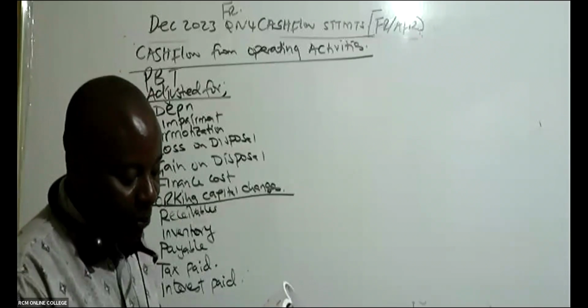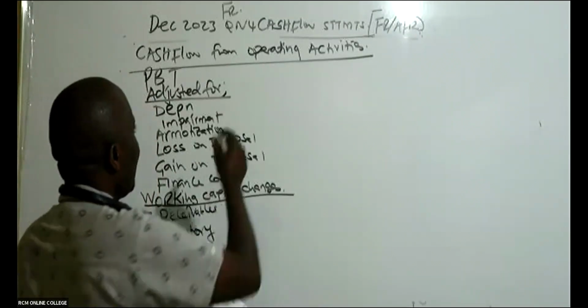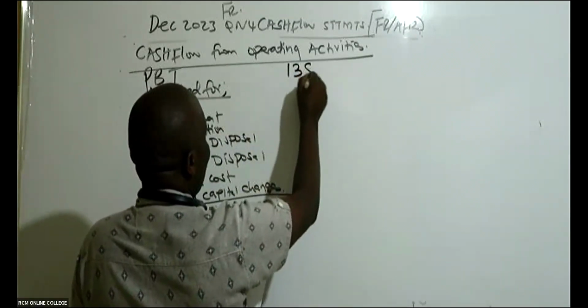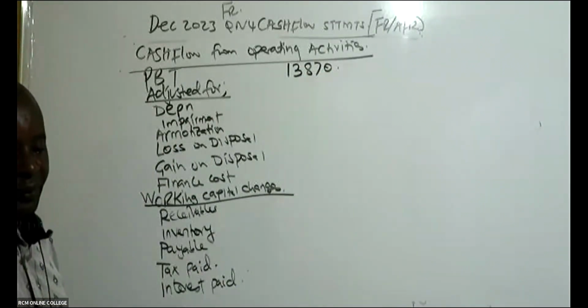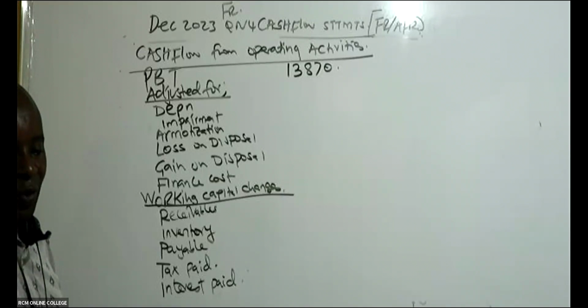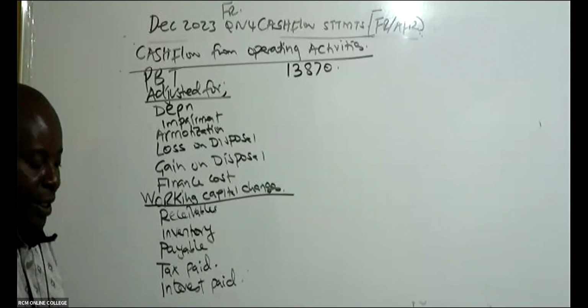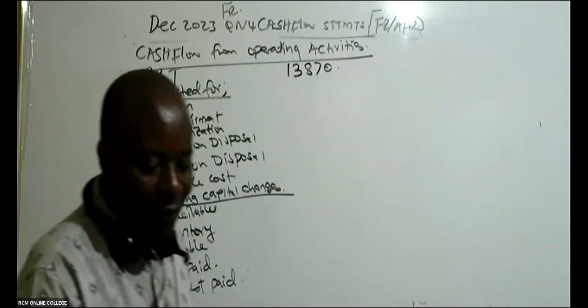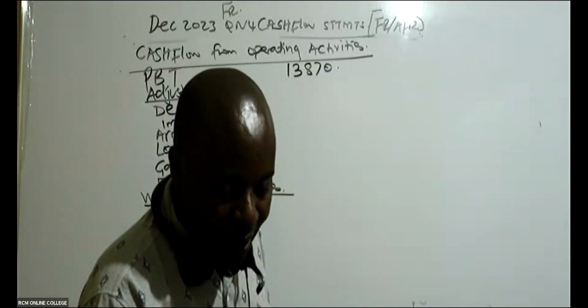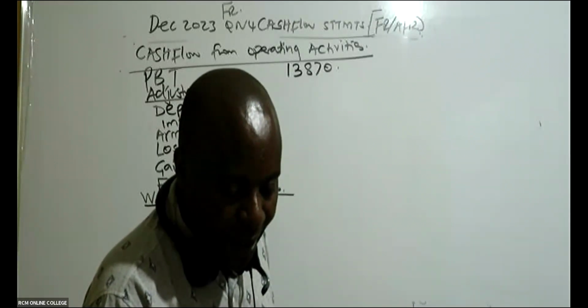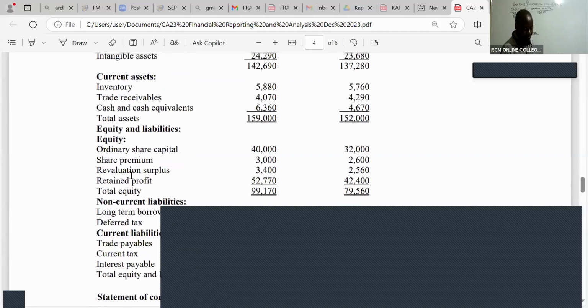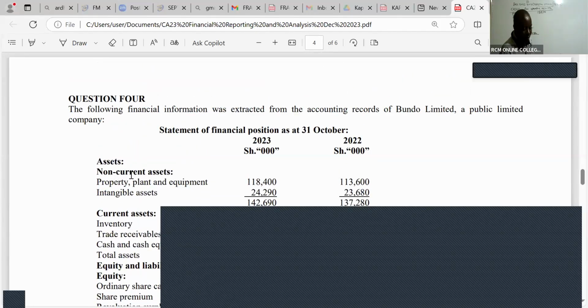Is there anybody who is able to see the profit before tax of 13,870? Profit before tax of 13,870. Anybody who is able to see that, please. Maybe they don't have the question paper. I even have it. How comes I forgot about it? I have it. So I have the question paper here. So it's about just slotting here. So remember, this is the question paper.